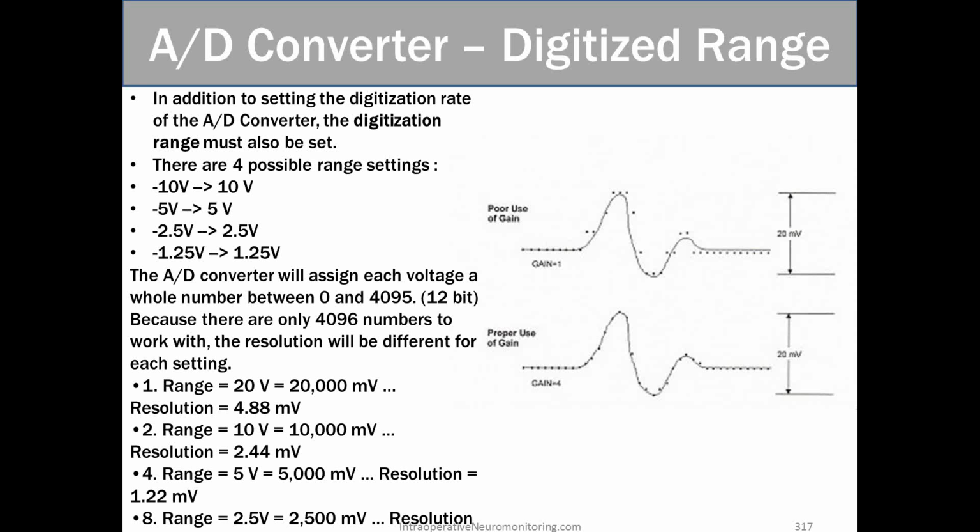So in the first range, we see range equals 20 volts or 20,000 millivolts, resolution of 4.88. Range 2 has 10 volts or 10,000 millivolts, resolution of 2.44. Range 3 has 5 volts or 5,000 millivolts, resolution of 1.22. And range 4 has 2.5 volts or 2,500 millivolts, resolution of 0.61 millivolts.